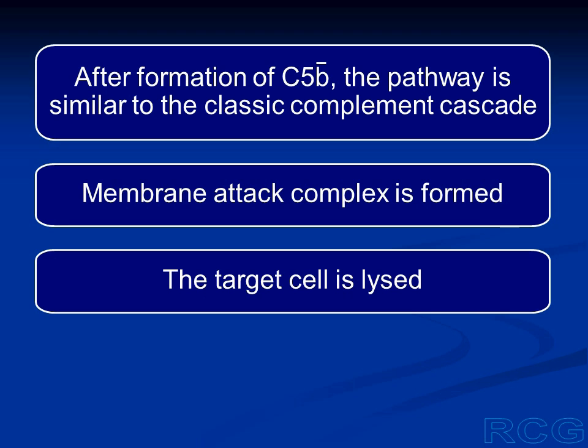After the formation of active C5b, the pathway is identical with the classic complement cascade. So membrane attack complex will be formed. Several molecules of C9 will be inserted in the cell membrane of the target cell, and the target cell will be destroyed.